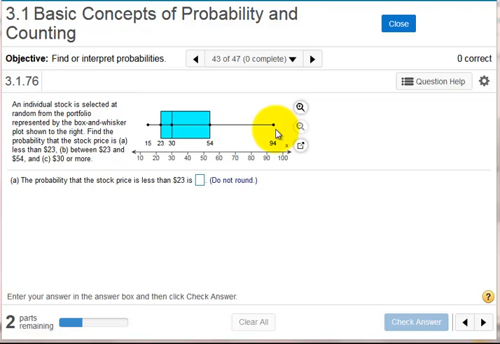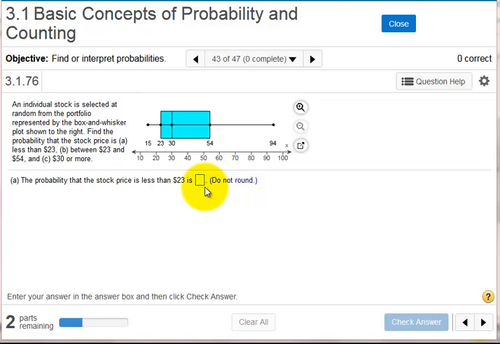We have a couple of other points that are really important. Notice that there's a box, and at the left-hand side of the box, that's our first quartile. What that means is that 25% of the data lie below that point. Next, we have the midpoint, or the 50th percentile, so 50% of the data lie below that point. And then way over here on the right-hand side of that box, that's our third quartile point, and that means that 75% of the data lie below that point. So let's use that information to answer the questions.